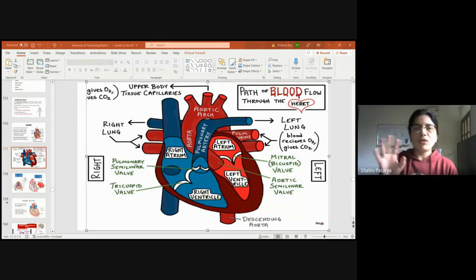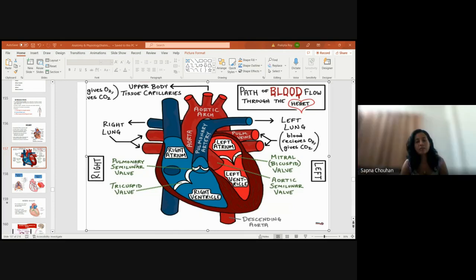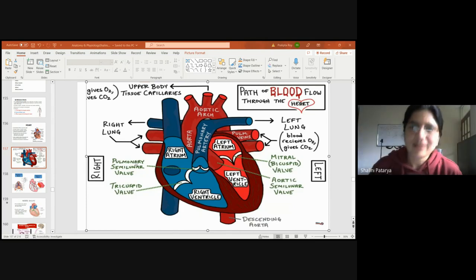The whole heart muscle is made up of cardiac muscle itself. I am saying the right side is a little bit thin, and the left side is a little bit thick. Why is it thick? Because more action is going on on the left side. What action? Blood is supplied to the whole body. So it is a little bit thicker because it has to pump more, to supply blood to the whole body. Very good.